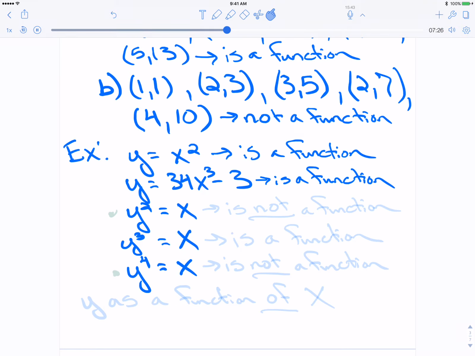y squared is equal to x. This is where things get a little funky, right? If I pick a value for x, say I pick 1, if y squared is equal to 1, then y can be either plus or minus 1, which implies that my value of 1 for x has two possible y's, which means that it's repeated. So this is not a function.